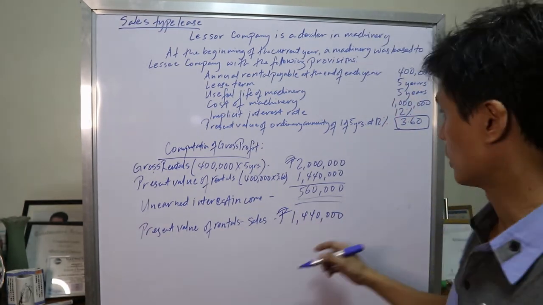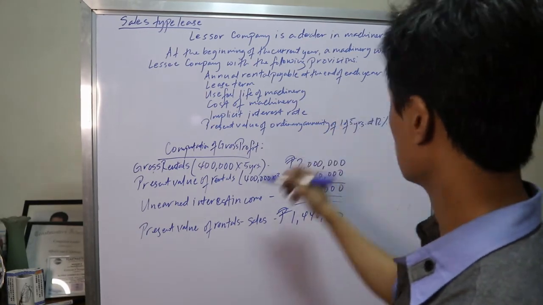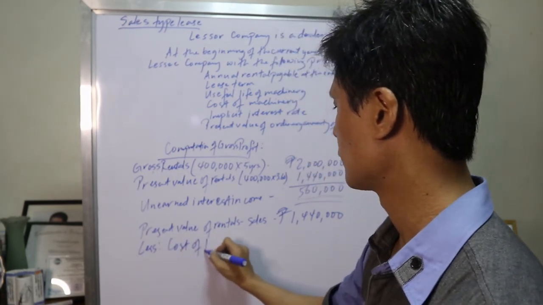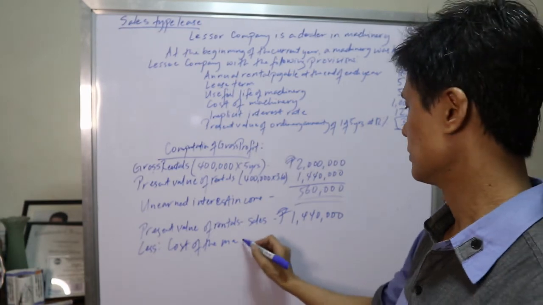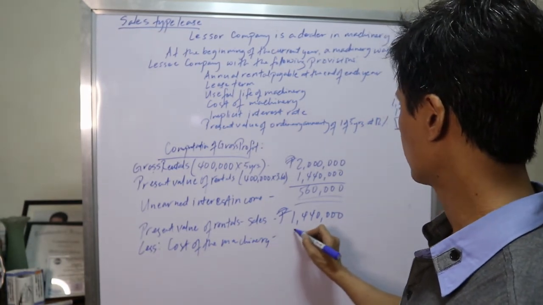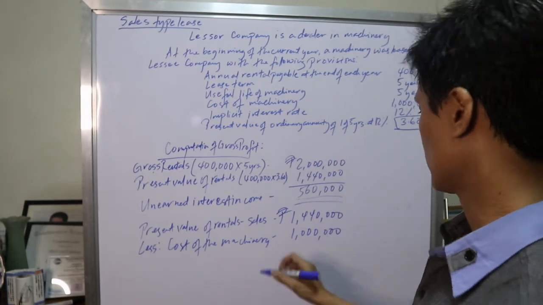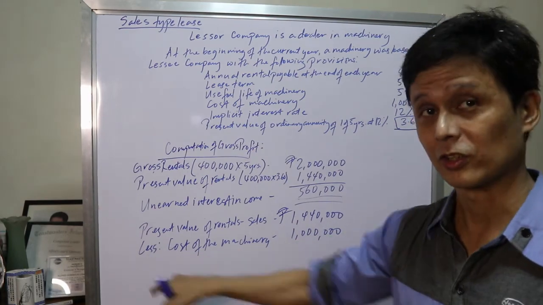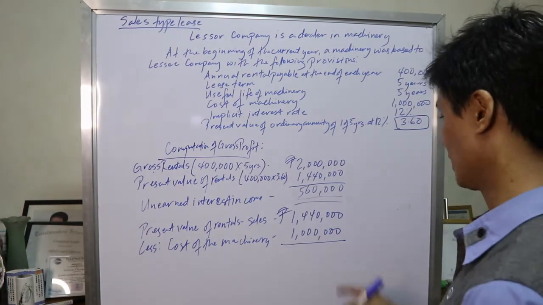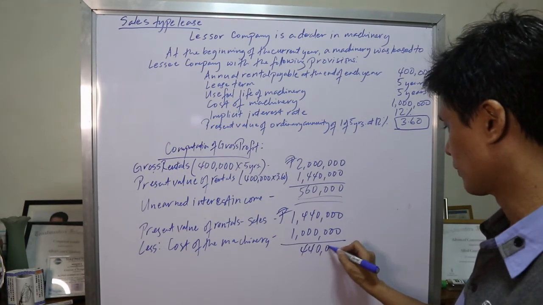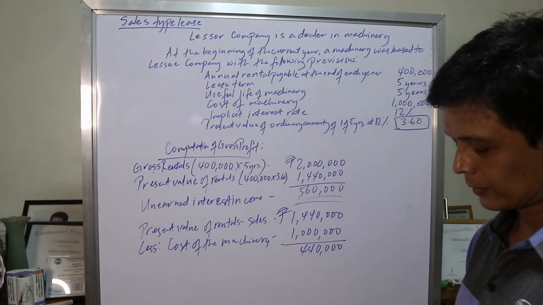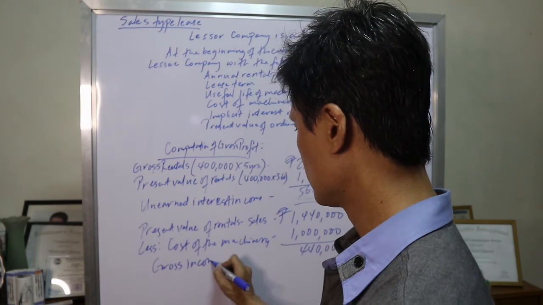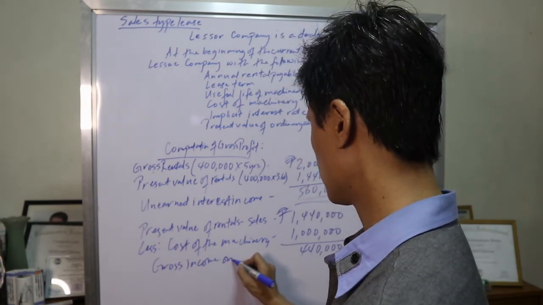And then we less the cost of the machinery, which is 1 million. Notice we no longer put parentheses to signify the less, because there is already a "less" there, so you only do it once. So this one is 440,000. This is the gross income on sale.